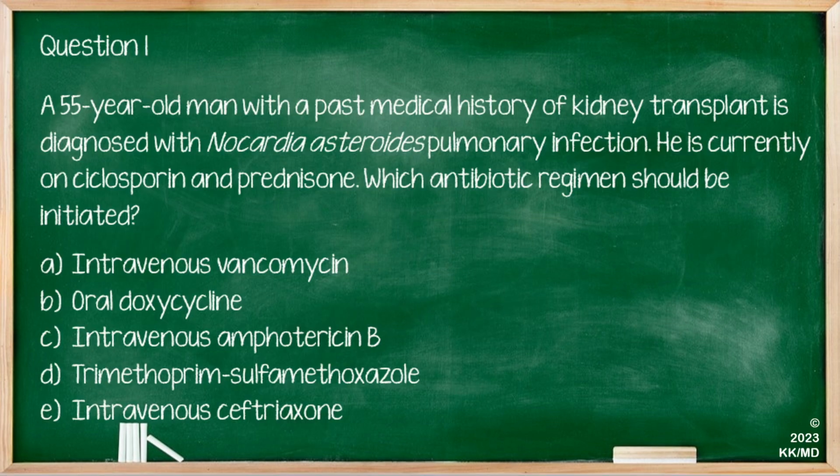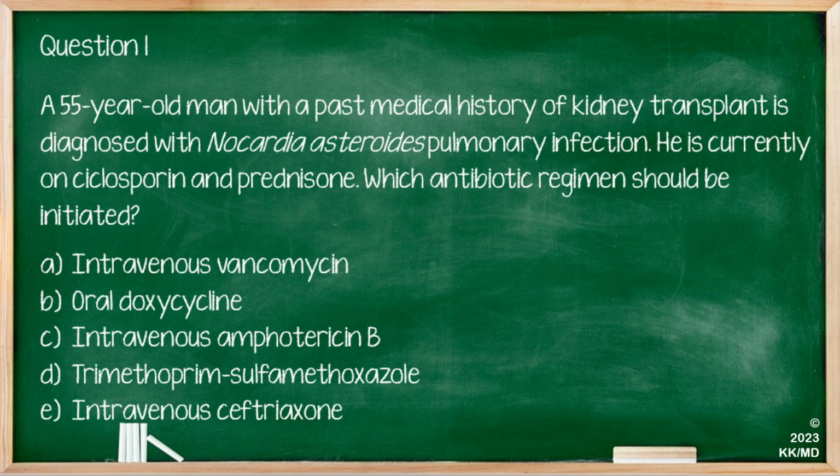Okay, let's do a question. A 55-year-old man with a past medical history of kidney transplant is diagnosed with Nocardia asteroides pulmonary infection. He is currently on cyclosporin and prednisolone. Which antibiotic regimen should be initiated? The options are A. Intravenous vancomycin, B. Oral doxycycline, C. Intravenous amphotericin B, D. Trimethoprim sulfamethoxazole, E. Intravenous ceftriaxone.